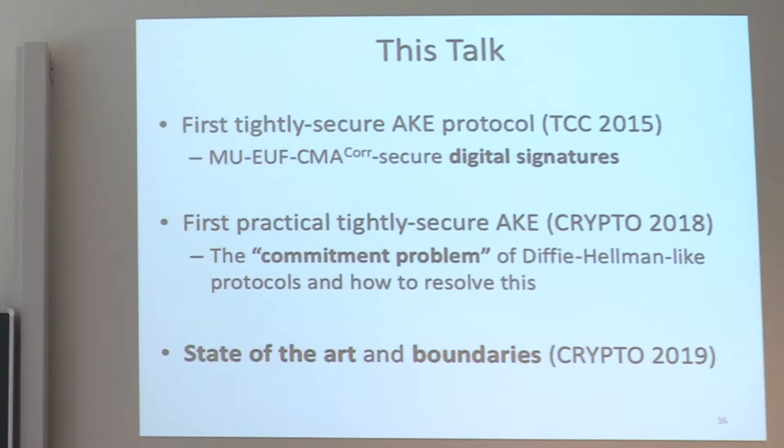Then we will talk about a more recent result from last year. And this gives us a more efficient protocol, but it shows that essentially we cannot prove the standard Diffie-Hellman protocol tightly secure because we run into the so-called commitment problem. I'm also going to explain what this exactly means. And finally, I want to show very briefly what the current state of the art is with a paper from this year's Crypto.